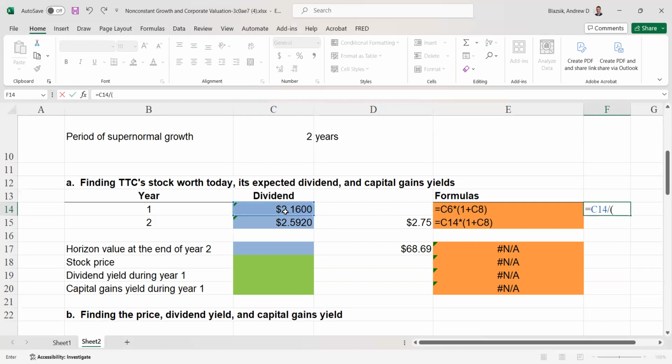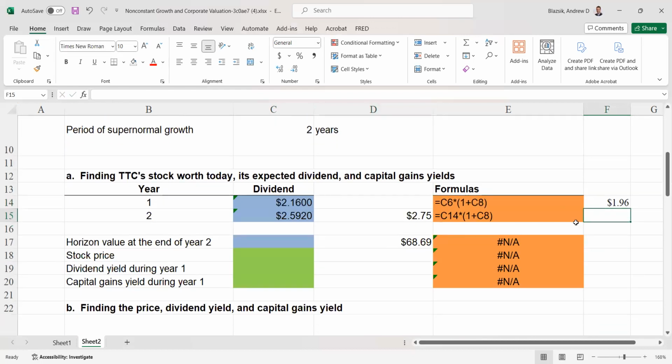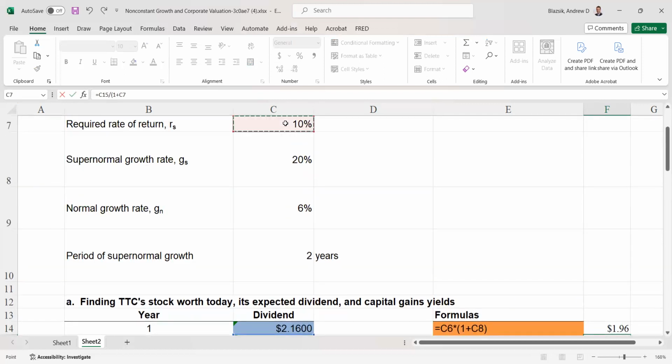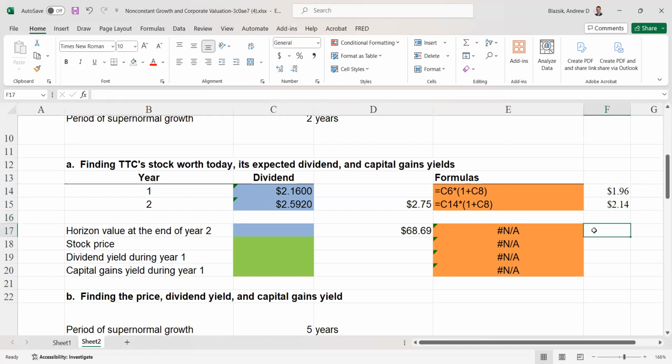So I'm going to divide that by 1 plus the required rate of return. $1.96. So if I get paid $2.16 a year from now, that's worth $1.96 today. And then this is 2 years from now, this dividend will be paid. So I'm going to divide that by 1 plus the 10%. Now that's 2 years from now, so I'm going to have to do it to the second power. It'll be $2.14. And then starting in the second year, we got a perpetuity of 6% forever.